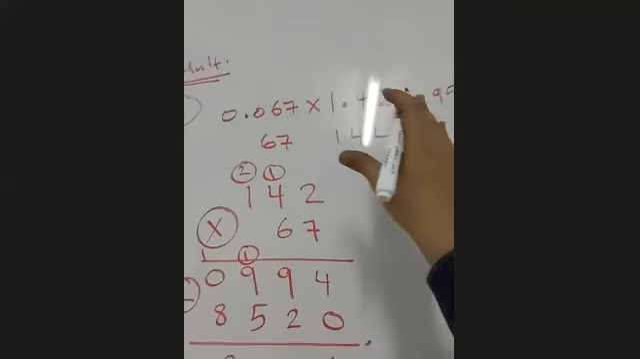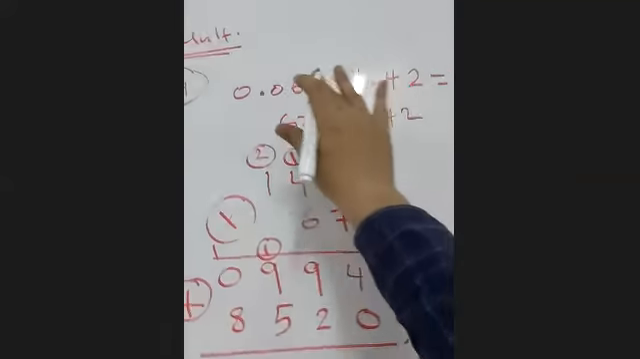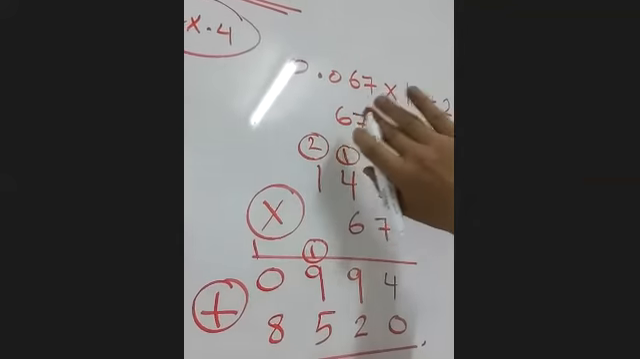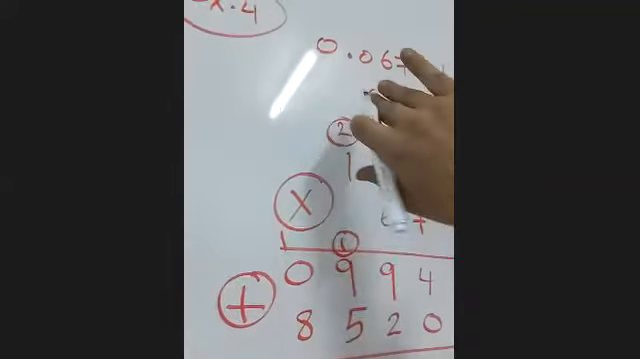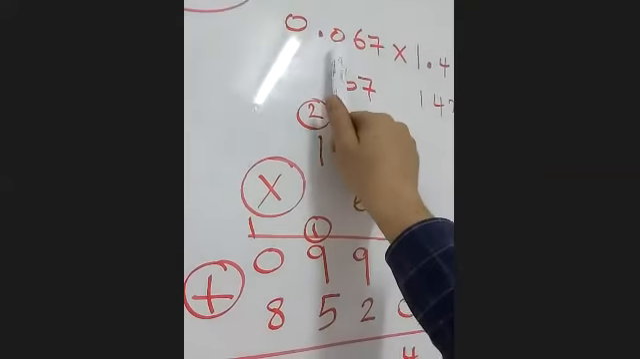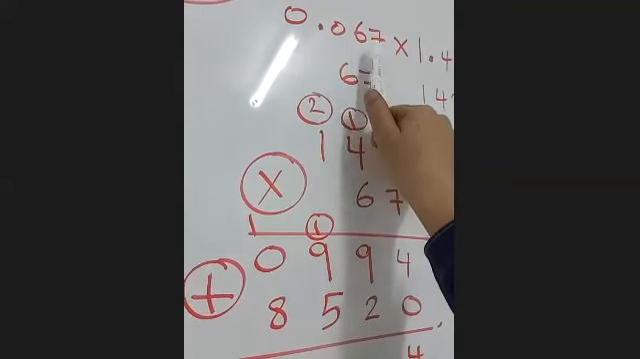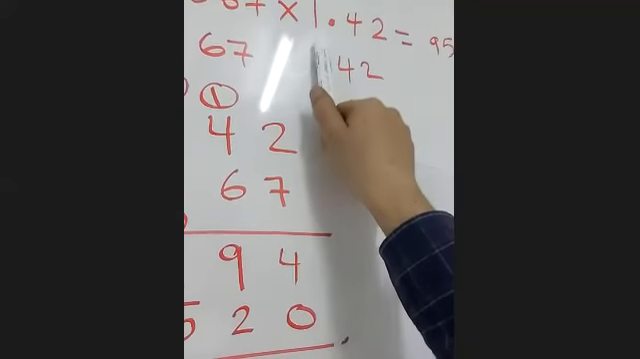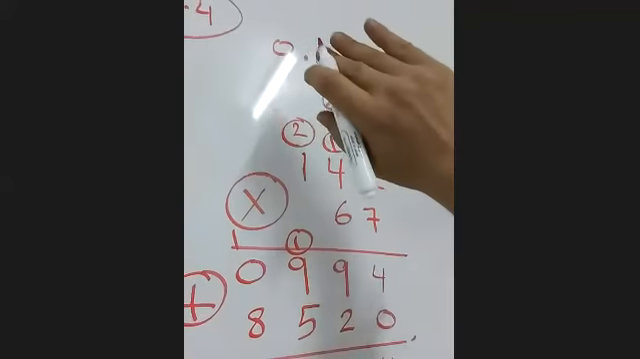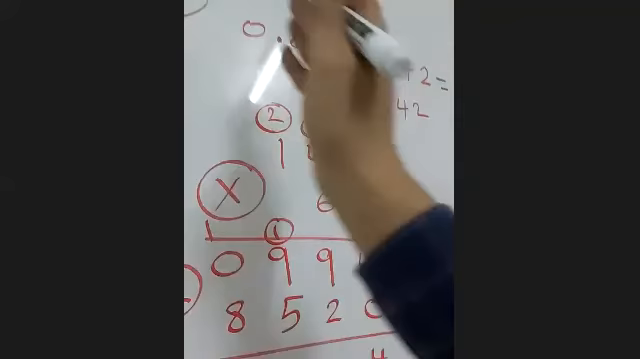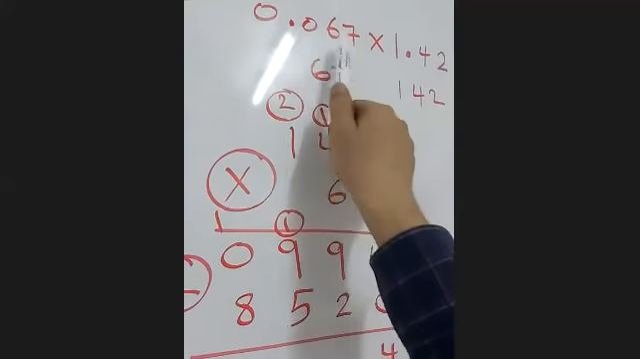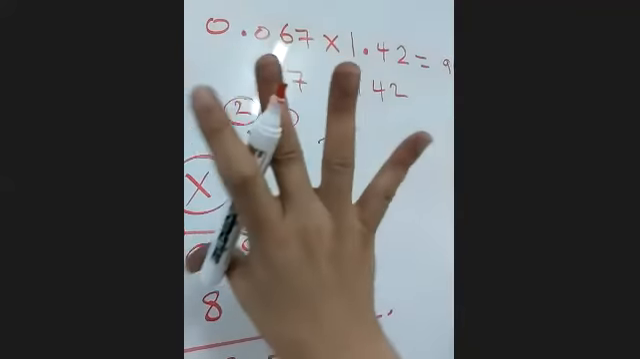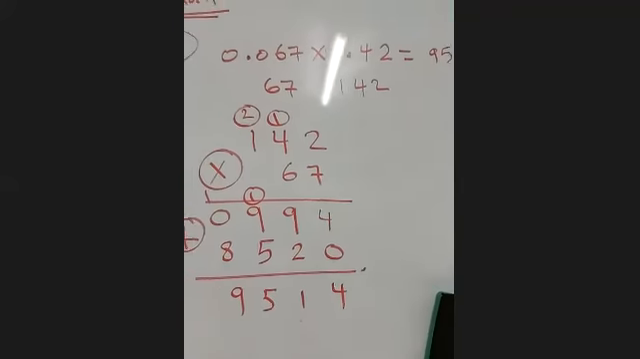Now I'll go back to my numbers here, to the first one. How many digits after the decimal? To the right of the decimal, not to the left, to the right. Here I have 3 digits, 1, 2, 3. And here I have 2 digits. The 1 is not countable. Again, I count the digits to the right of the decimal, not to the left. So together I have 5 digits after the decimal.